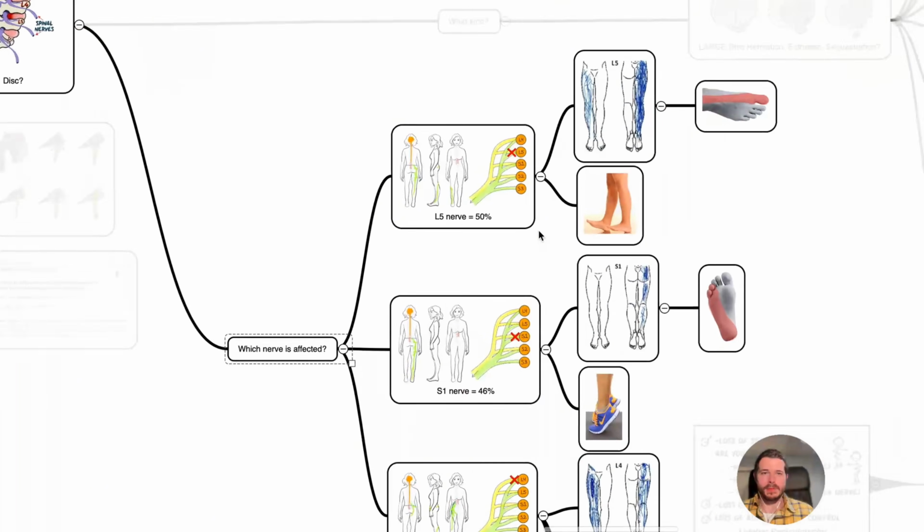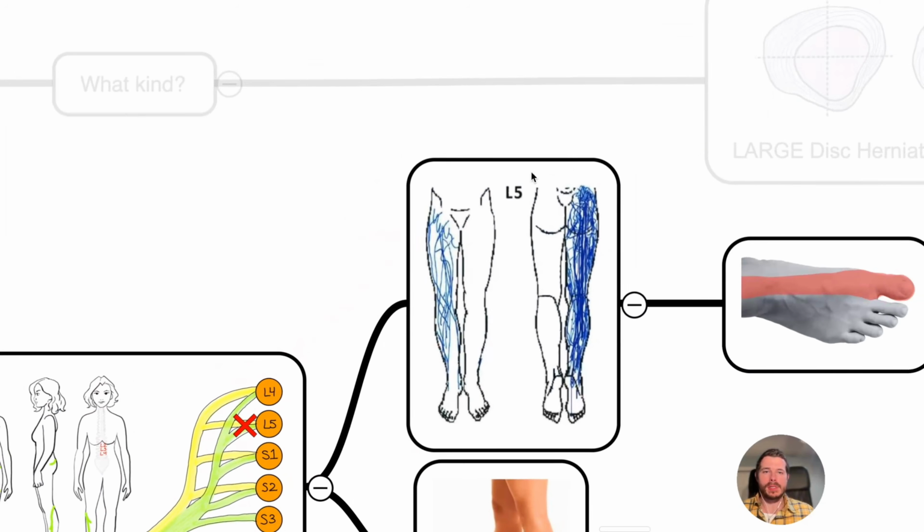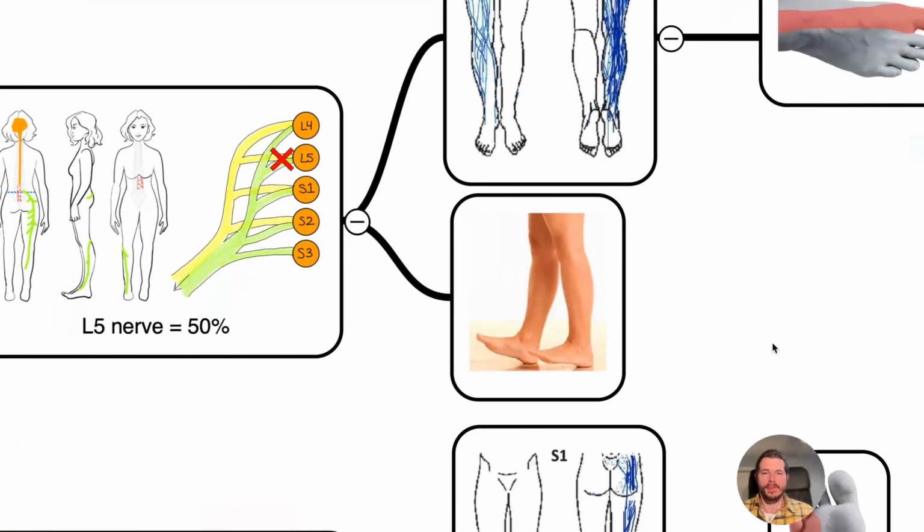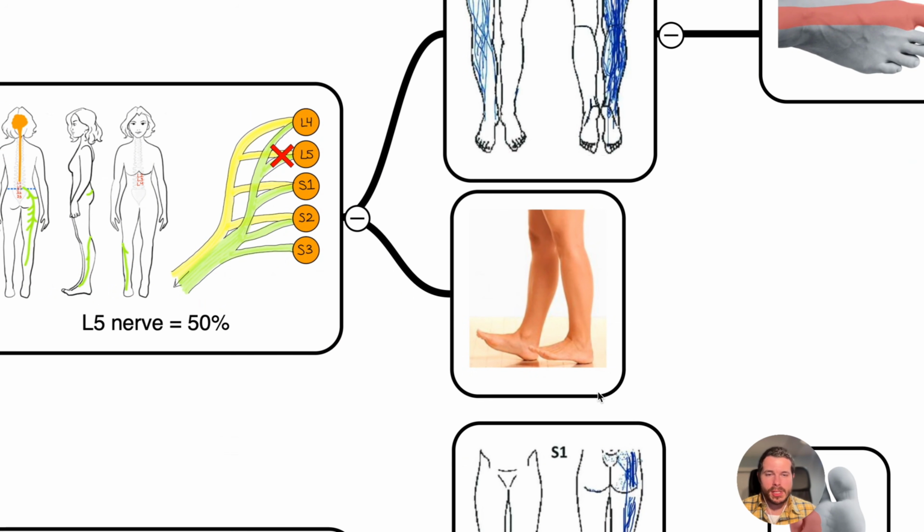Now, which nerve is affected? L5 nerve, roughly 50% of the time. This is where people experience symptoms. The back of the leg mostly, a little bit on the side of the leg. If you have symptoms all the way into the foot, you'll see it comes across the shin into the big toe area. If you have a large enough disc issue that is compressing the nerve, you can see loss of function, specifically as it relates to the strength.